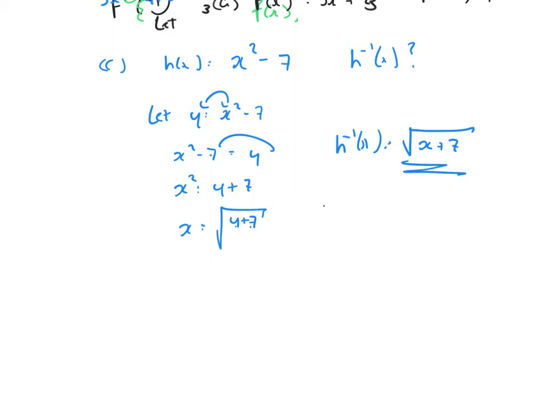Let's take down an example D. g of x equals 1/2 of x minus 7. We're going to find the inverse function.